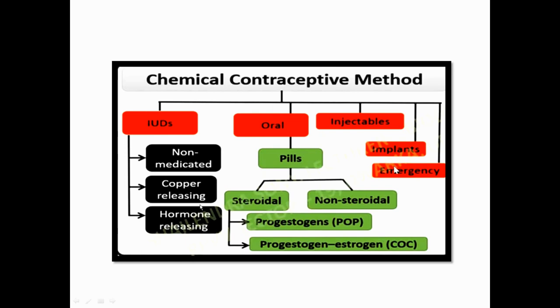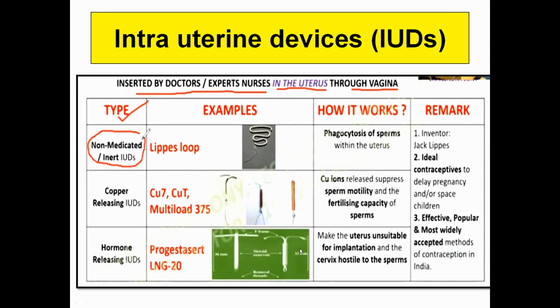IUDs can be non-medicated, copper releasing, and hormone releasing, and pills can be steroidal, non-steroidal, progesterone-only pills, and others. We have already discussed the full forms, and later also I will tell you. First of all, we are going to discuss non-medicated inert IUDs.